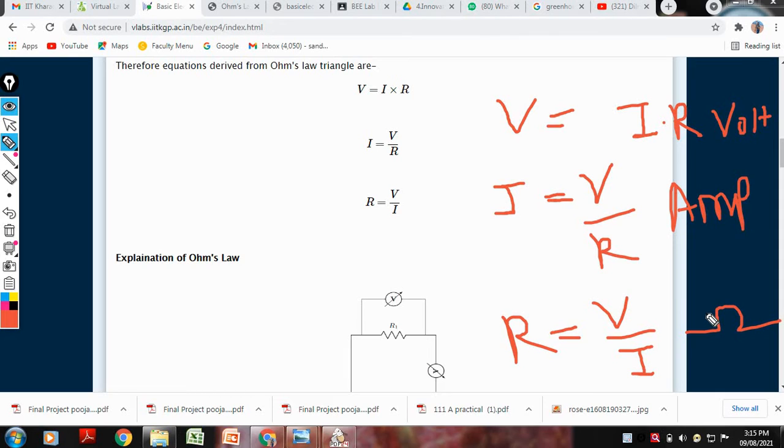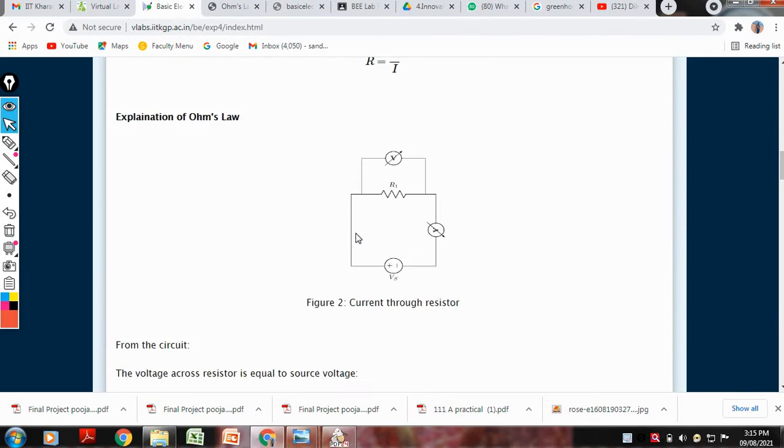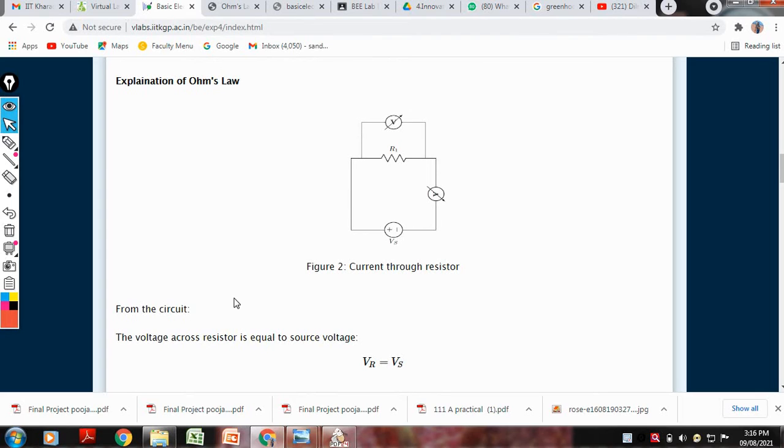Now we need a circuit diagram for Ohm's law. This is the circuit diagram for Ohm's law. Here is the supply voltage Vs, then current I, and resistance R.